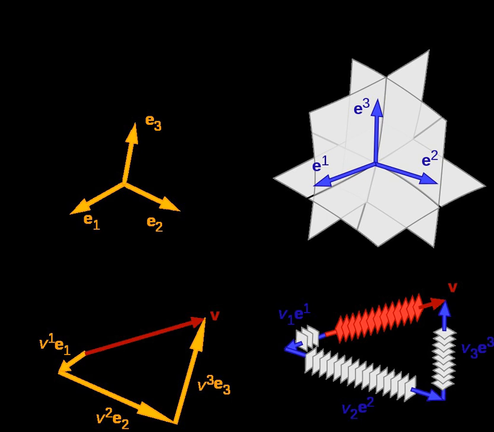For instance, the components of the gradient vector of a function f, ∇f = ∂f/∂x¹ x̂¹ + ∂f/∂x² x̂² + ∂f/∂x³ x̂³, transform like the reference axes themselves.